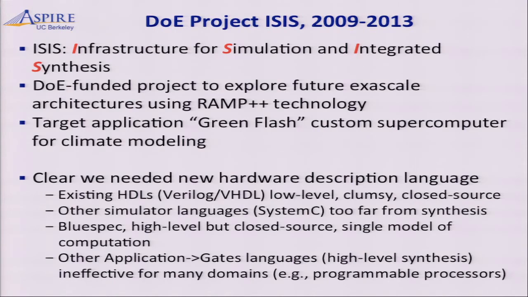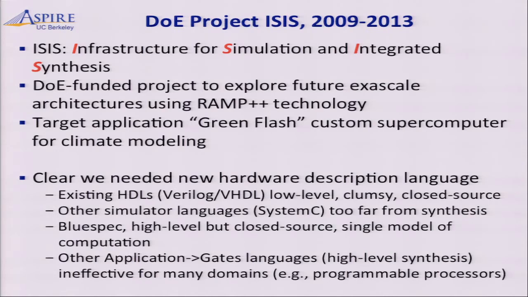And finally, a lot of people over the years have been looking at what we call application to gates synthesis, where you have some end application in mind, some kind of signal processing typically, and then you write descriptions in a high-level language, you map, and it eventually gets turned into a microarchitecture, sort of high-level synthesis. And this is effective at some things, but in a lot of domains it's really ineffective. For example, building a programmable processor. This is not what you want to do if you want to build something that not only does exactly one thing well, but that you can program to do many things well. So it's really out of the domain of this kind of language.